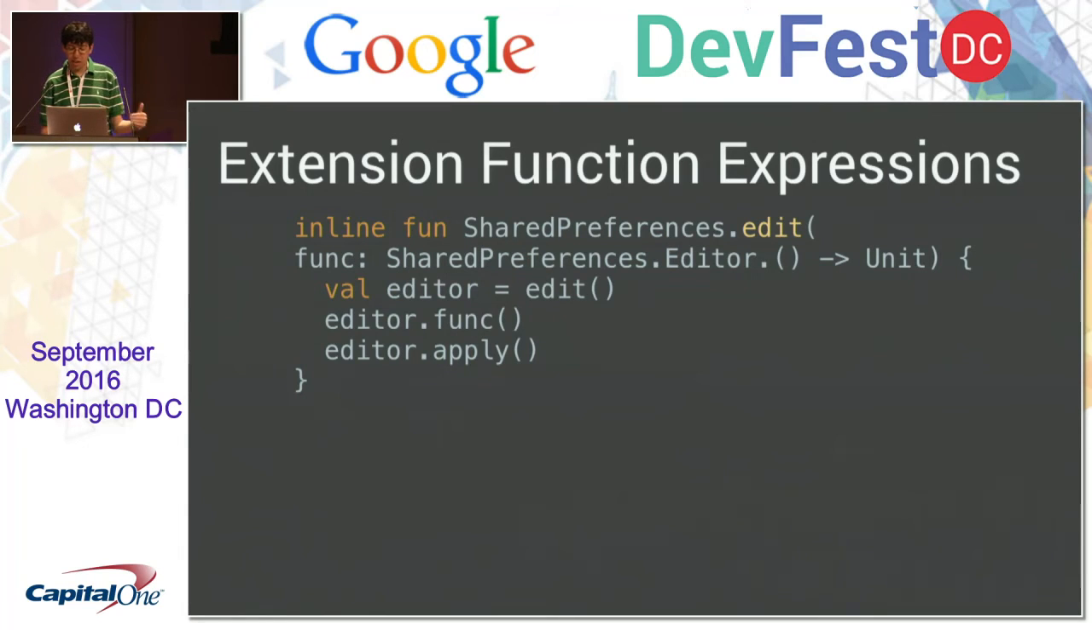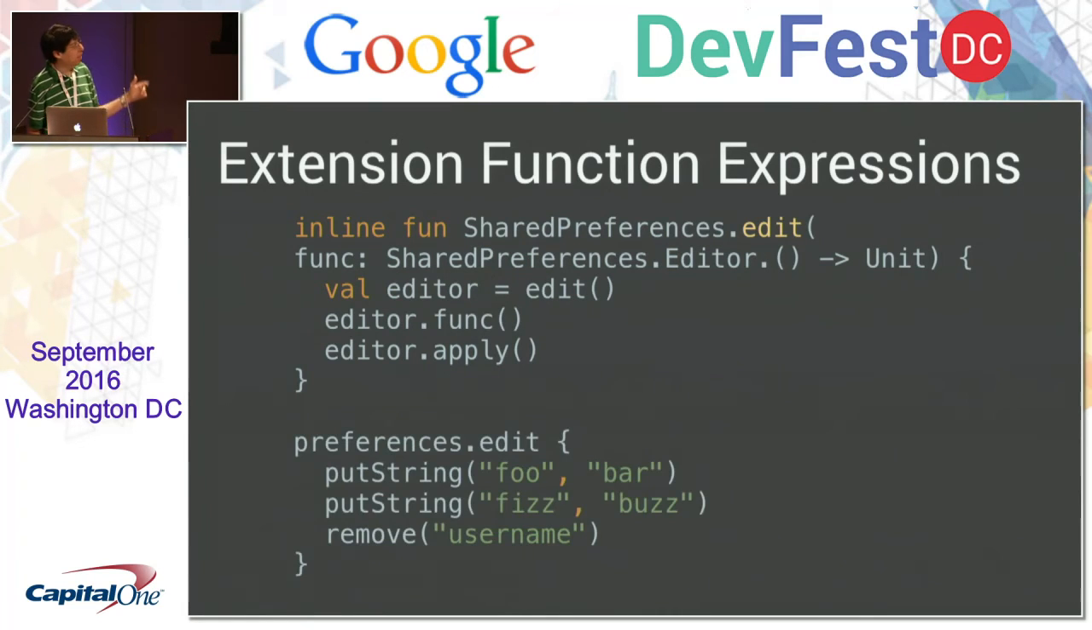So that allows us to change our shared preferences call to look something like this, where we have this edit block, and then anything that is called inside of that edit block would be called on the editor. So we can put some strings, we can remove some stuff. Makes it a little bit easier. You don't have to remember the apply stuff or edit or anything like that. But we can take this a step further.